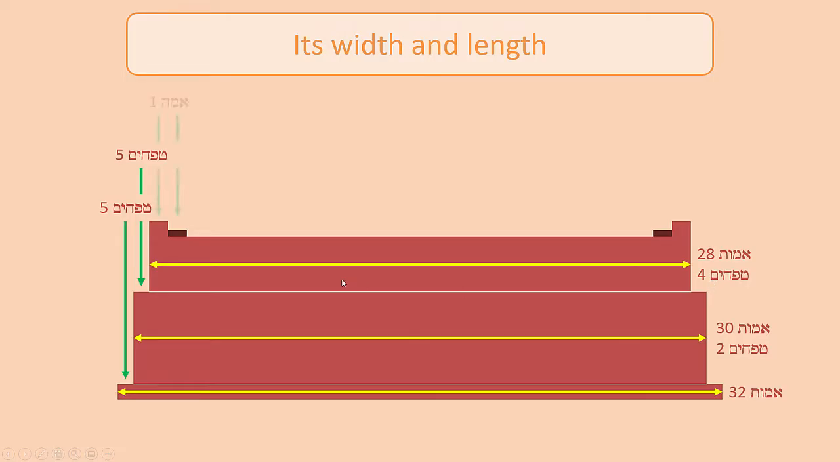Then as we move up, we have 2 amas, an amma for the kronis, the corners, and an amma for the area where the Kehanim walked. And those are each a full amma, so what's left is 24 amas and 4 tfachim, which is around 39 feet. So this is all regarding the length as well as the width of the Mizbeach.